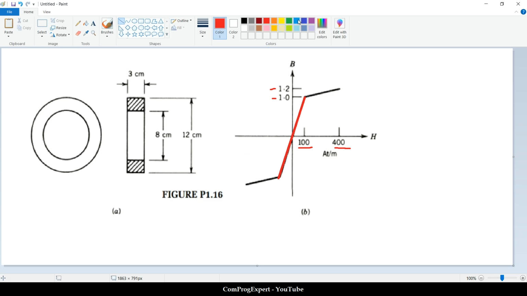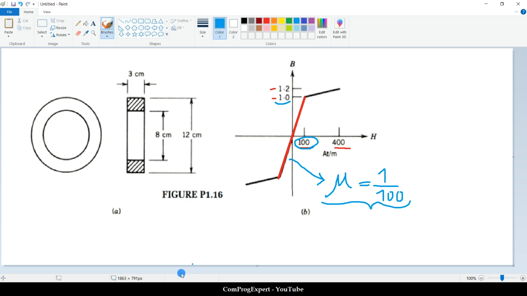Because the level of the flux density is below 1 Tesla, we can consider a constant permeability, right? For all of these points, this is just a line. We can calculate the slope of this line, that is the magnetic permeability. The slope of this line is equal to 1 divided by 100. So we can consider this permeability and calculate the inductance.